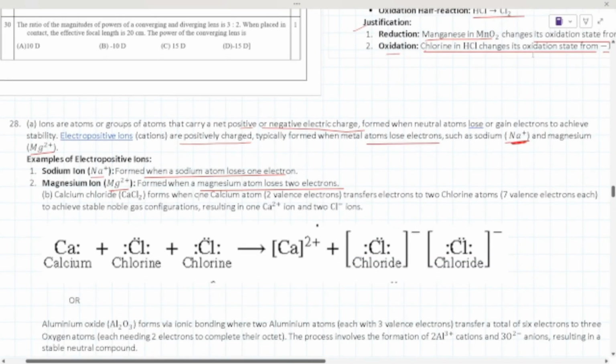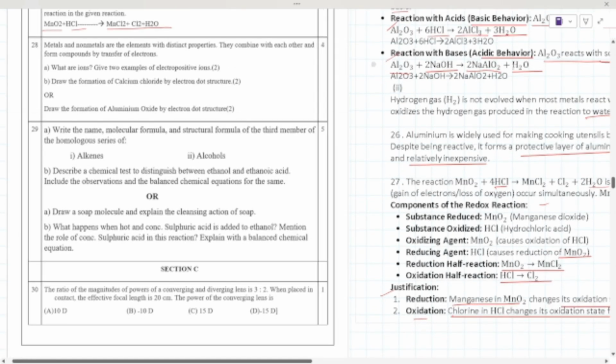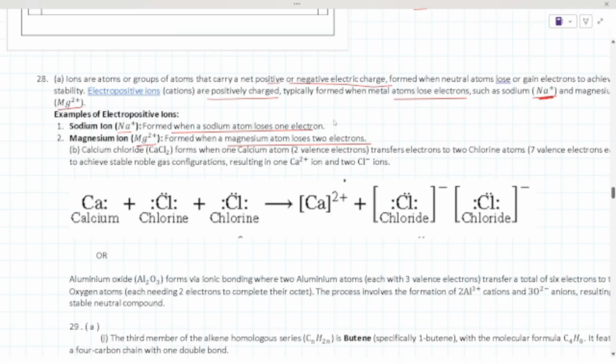Clear now? Now let's see the B number question. Draw the formation of calcium chloride by electron dot structure. Draw it by electron dot structure. So let's see here how we will draw it.